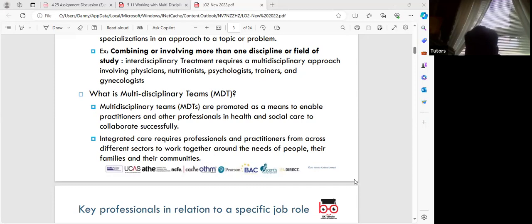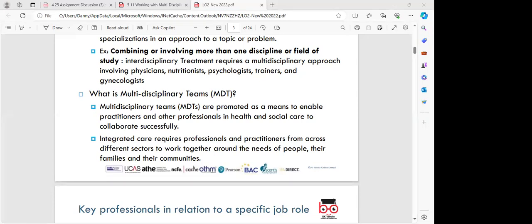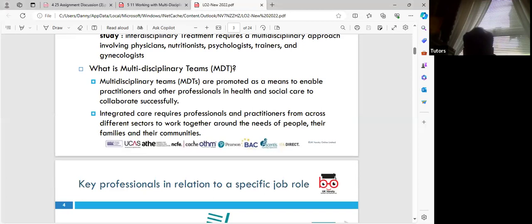Okay, right. So it is very crucial, and normally in the healthcare sector, it's very important that we understand. So in this topic, it says it is promoted as a means to enable practitioners and other professionals in health and social care to collaborate successfully. That's the key. Successfully in relation to what? When there are safeguarding issues, when there are complaints made, which is a serious matter.